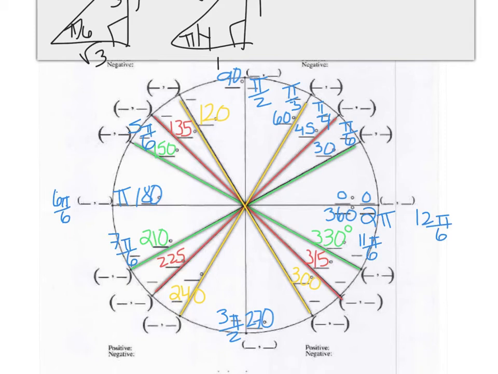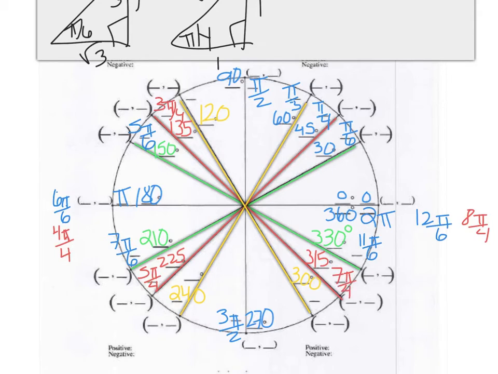Okay, so now let's do the common denominator of 4. So this would be 8 pi over 4, and over here on the left would be 4 pi over 4. So 135 would be 3 pi over 4. 225 would be 5 pi over 4. And 315 is 7 pi over 4.